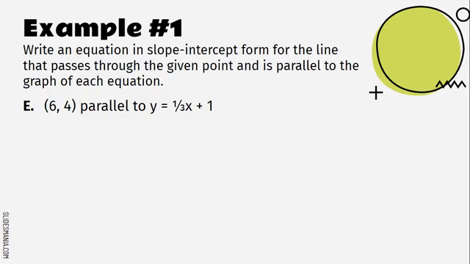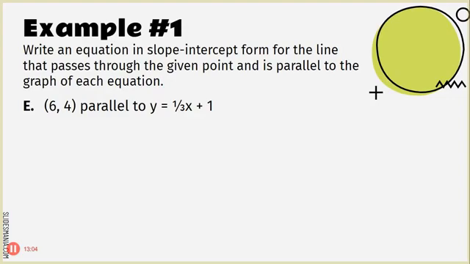Letter E, same thing. We have an ordered pair that has been given. So we want our line to go through 6, 4, and we want it to be parallel to y equals 1/3 x plus 1. So I have to have the same slope as the line that has been given, and if I look at my equation, my slope is 1/3. So I'm going to be using a slope of 1/3. That's what makes our line parallel.